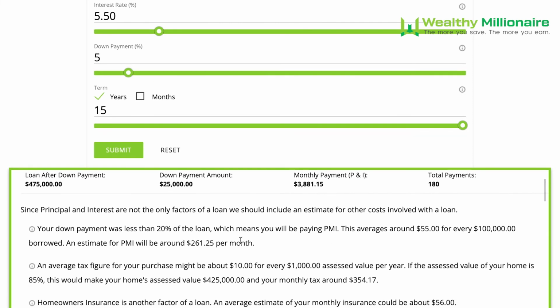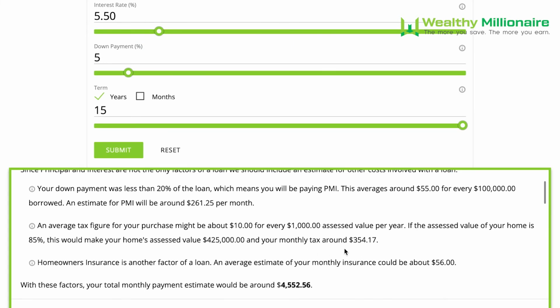And now that we've put down less than 20%, our mortgage insurance is approximately $261 per month. Our monthly tax will be around $354 a month. Our homeowner's insurance approximately $56 a month, with our monthly total of $4,552.